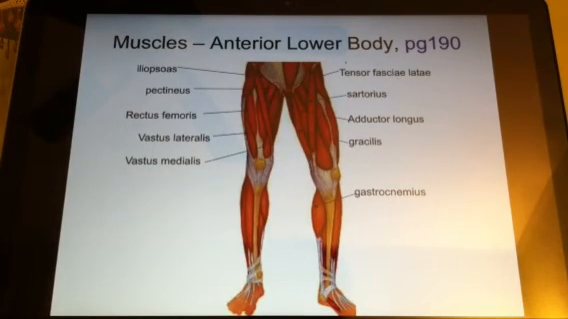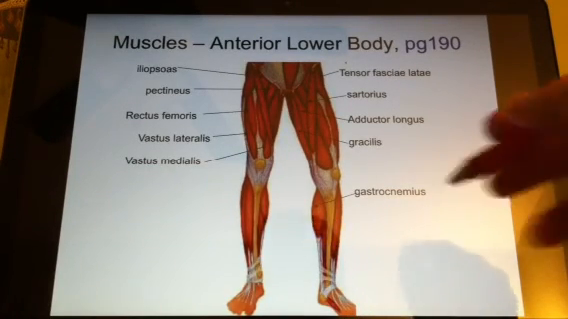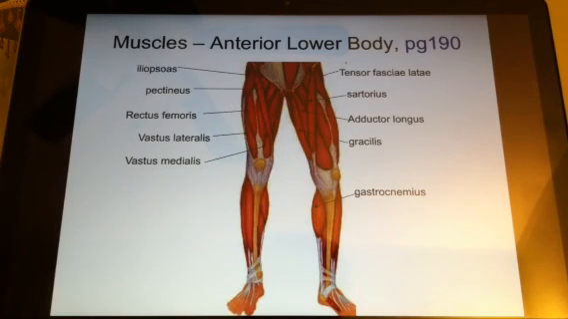Here's your gastrocnemius, and please look at the prefix gastro referring to stomach. They believe it looks like a belly.